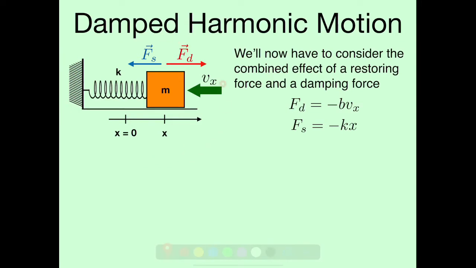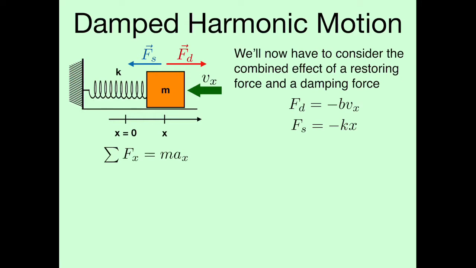So in general, the drag force acting on the block is going to be given by minus b times vx. The negative sign indicates that the drag force is in the opposite direction as velocity. And the spring force is given by Hooke's law, so the spring force is minus kx. And those will be the two forces acting on the block in the x direction.